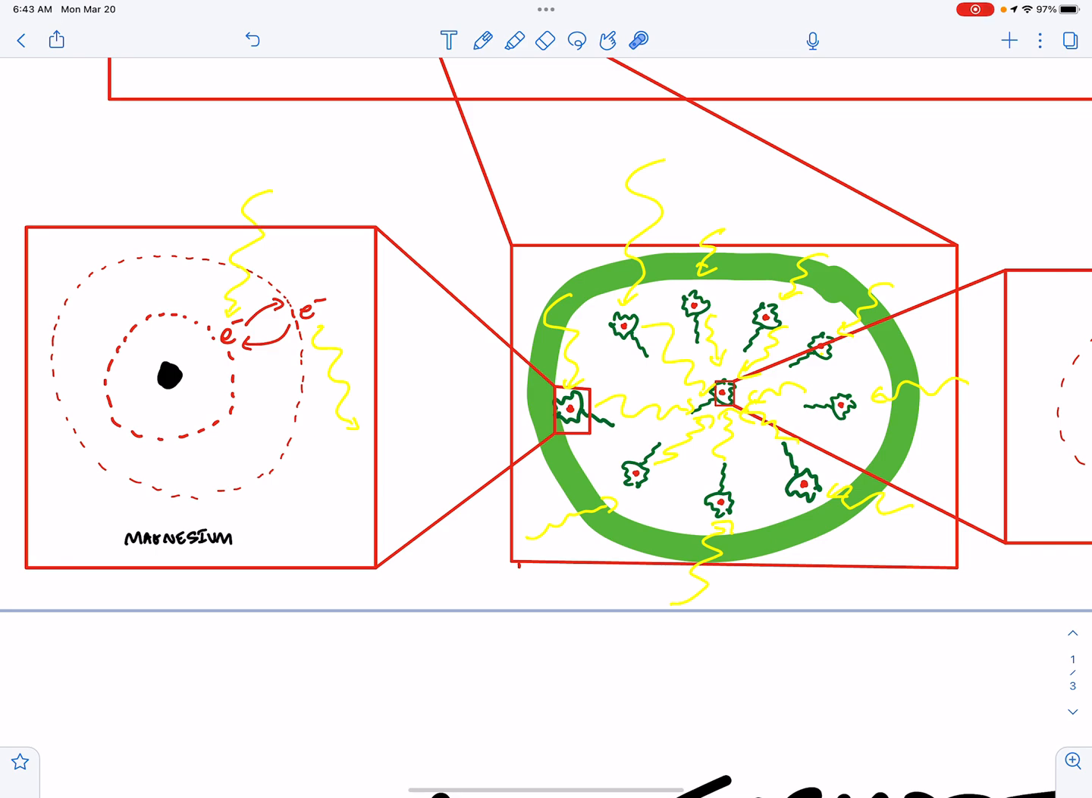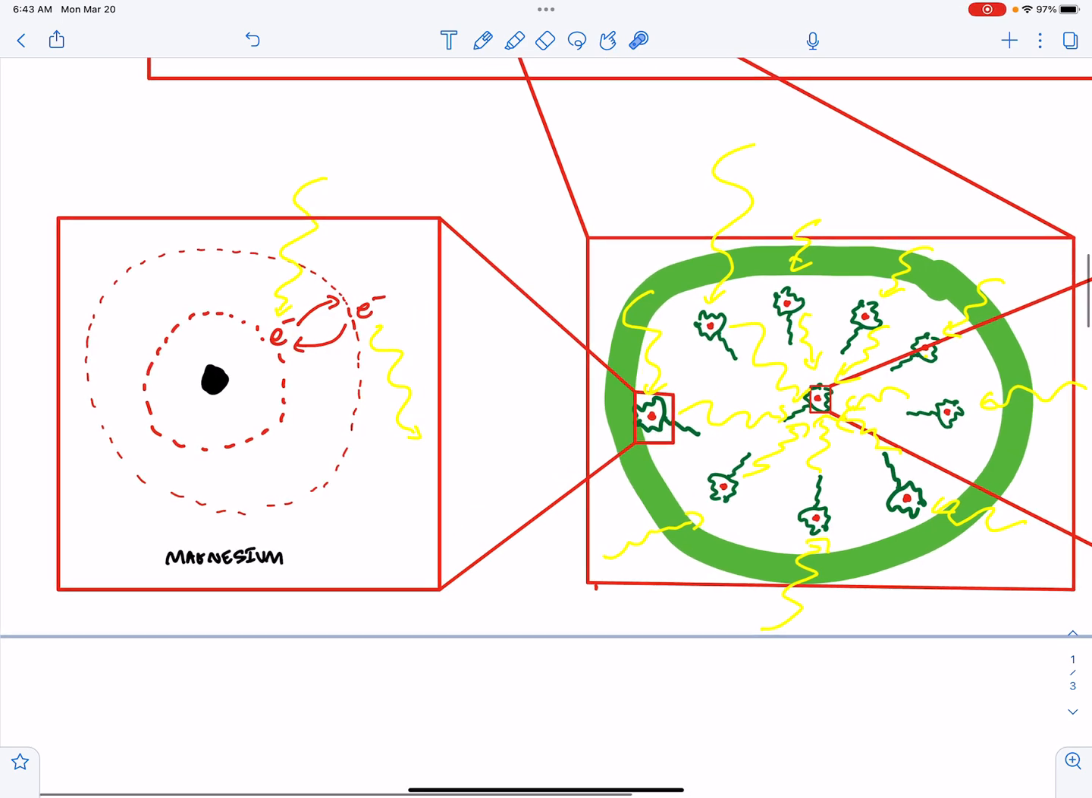Okay, let's jump in to one chlorophyll organic compound right here, and look at the very center of it. At the center of this ring, it's called a porphyrin ring, there is an atom of magnesium. Magnesium is a type of metal, and metals are very conductive because they're good at accepting and then giving away electrons. They don't hold on to their electrons very strongly.